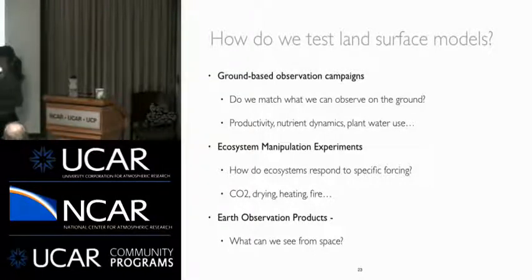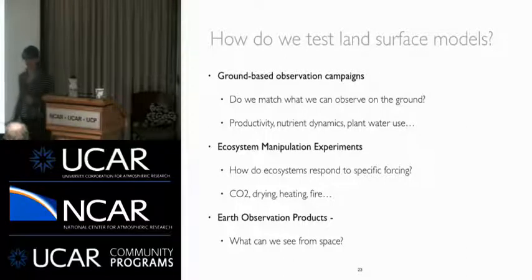Second sort of data is ecosystem manipulation experiments. Like Steve was saying, I worked on a drying experiment in the tropics for my PhD, but there are also CO2 fertilization experiments, heating experiments, fire experiments. These tend to be very expensive, big things, right? So they're big in scale. They're typically tens to hundreds of meters in spatial scale, because we worry that small experiments don't tell us enough about the scaling properties of the system.